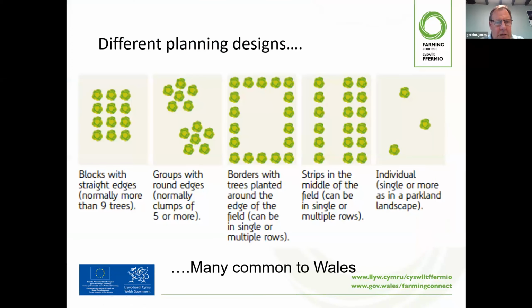Very quickly, initially, I'll talk about different planting designs, and there are different templates. There's a whole range; there's no specific rigid plan in place. Suffice to say that the last diagram on the right, with individual trees, single or more, as in a parkland landscape, is the only agroforestry category measure that's available for actual funding, but I'll cover the others in the other schemes as well. All these are common to Wales, many of which can be seen on some of our demonstration farms for Farming Connect.